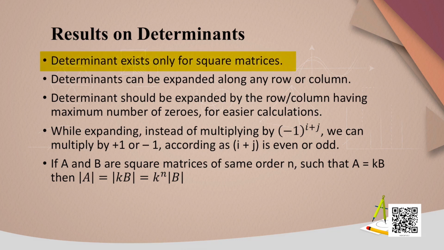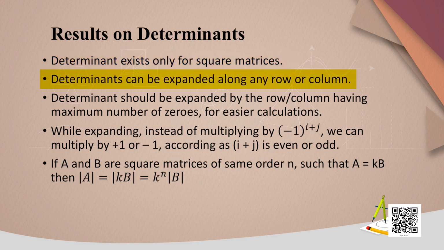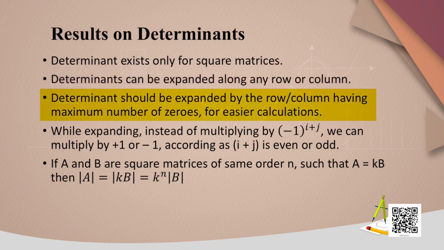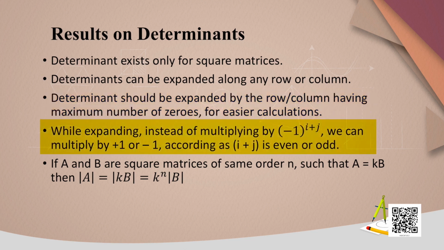So, determinant exists only for square matrices as we have already seen. Determinant can be expanded along any row or column. We have just evaluated it by using first row. Determinant should be expanded by the row or column having maximum number of zeros. Why so? So that calculations become easier. While expanding, instead of multiplying by minus 1 raised to power i plus j, you can multiply by plus 1 or minus 1. Just keep them alternate. It depends on i plus j is even or odd.